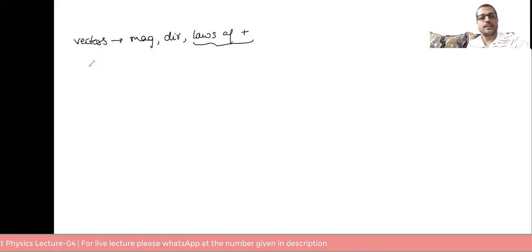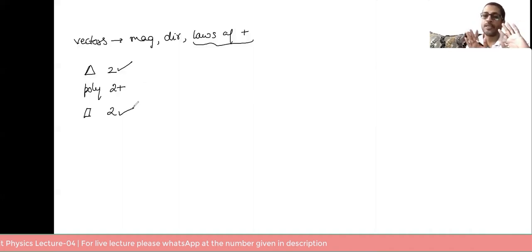When do you use triangle law? When there are two vectors. When do you use polygon law? When there are more than two vectors. When do you use parallelogram law? Again, when there are two vectors. We have also seen yesterday that whether you use triangle law or parallelogram law, the resultant will be the same. So you are at liberty to use any one.